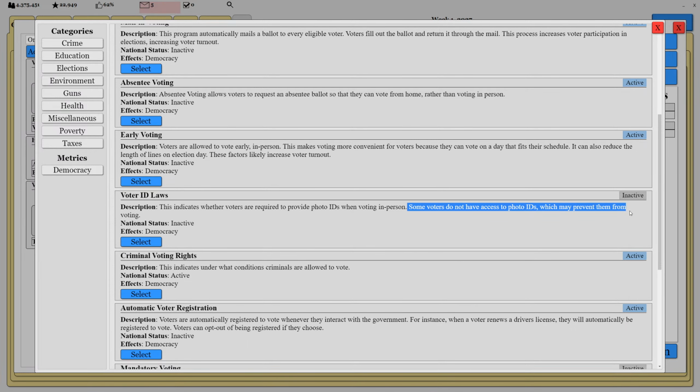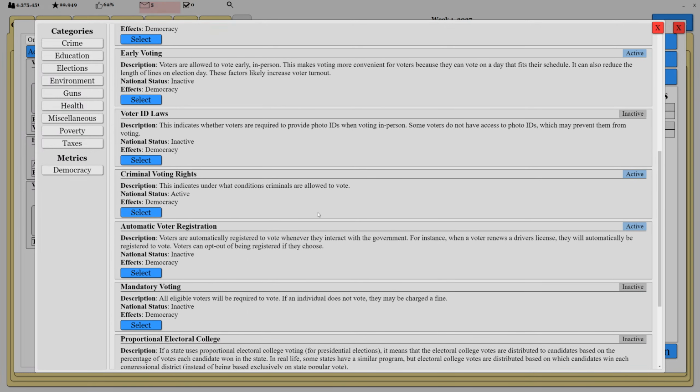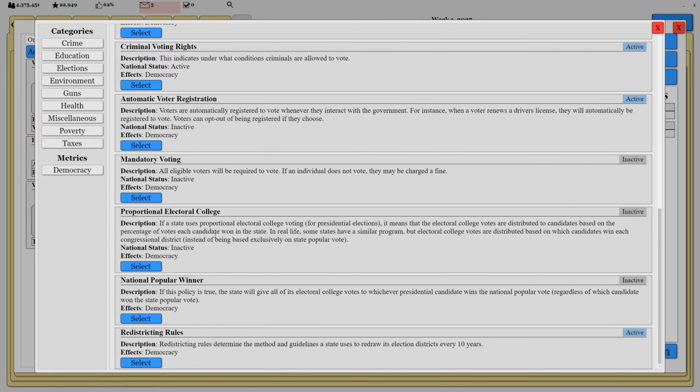Some voters do not have access to photo IDs, which may prevent them from voting. Proportional electoral college. If the state uses a proportional system, it means that the electoral college votes are distributed to candidates based on the percentage of votes each candidate won in the state. In real life, some states have a similar program, but electoral college votes are distributed based on which candidate wins each congressional district, instead of being based exclusively on a popular vote. The state will give all of its electoral college votes to whichever presidential candidate wins the popular vote, regardless of which candidate won the state popular vote.